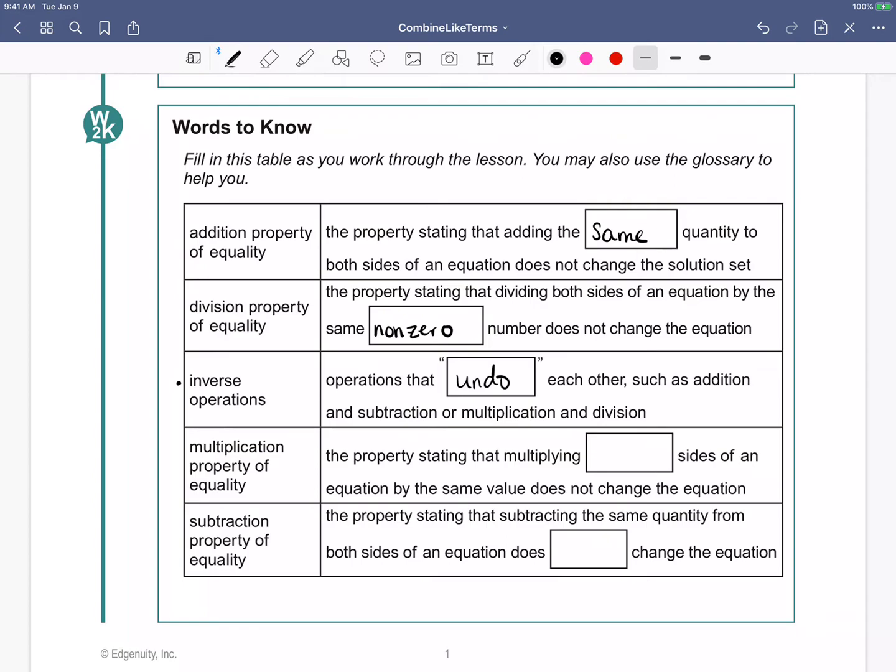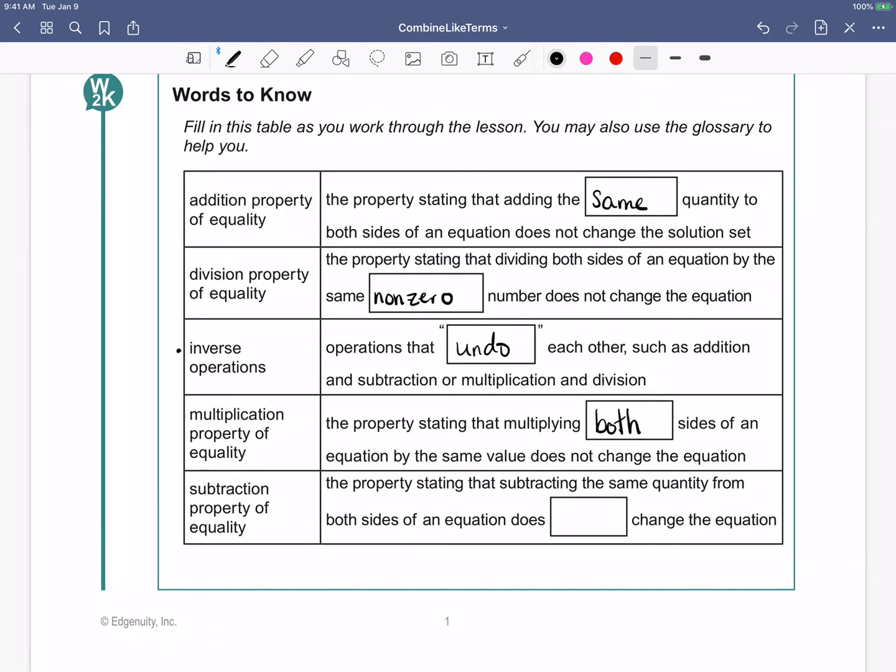Multiplication property of equality, it's the property stating that, remember that whatever you do to one side of the equal sign, you do to the other, stating that multiplying both sides of an equation by the same value does not change the equation. And the subtraction property of equality is the property stating that subtracting the same quantity from both sides of an equation does not change the equation. So these are all the rules that we use, and it's why we can add and subtract things from either side, and not have an issue when finding the actual answer at the end.